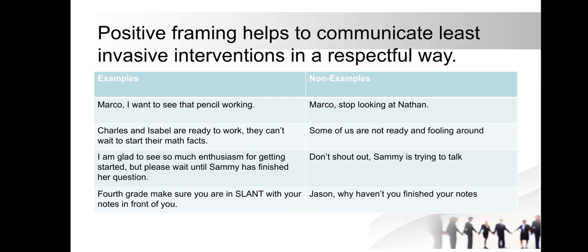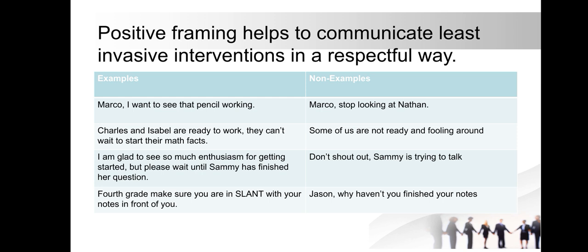So, examples. We will tackle first the non-example. Non-example: Marco, stop looking at Nathan. Instead, we must say: Marco, I want to see that pencil working. Next, some of us are not ready and fooling around. Instead of saying that, we should say: Charles and Isabel are ready to work. They can't wait to start their math facts.